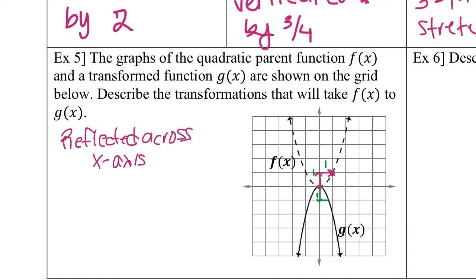So since I hit my graph here before I hit the 1 spot, that means that this graph is actually narrower. It fits inside my parent function. So since it's narrower, that means there was a vertical stretch. It's hard to find the actual factor off of a graph. You may hit that in Algebra 2. So for now, we just know that it's been vertically stretched. It's narrower than the original.